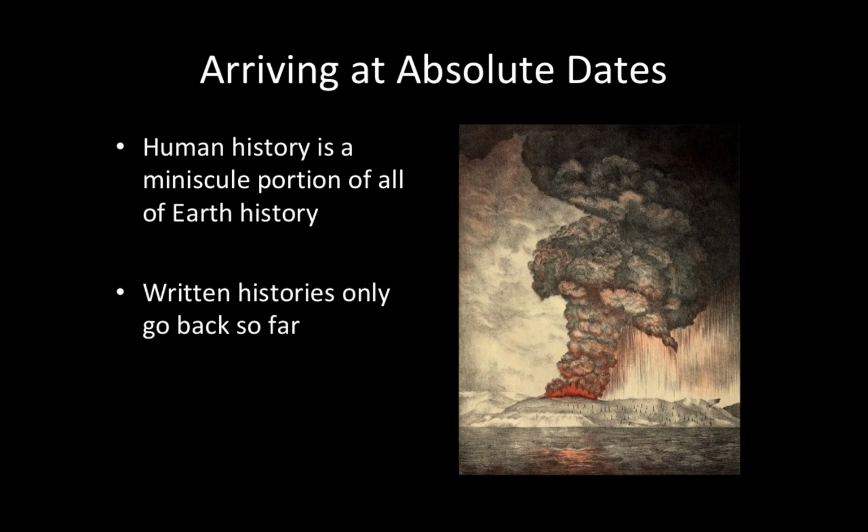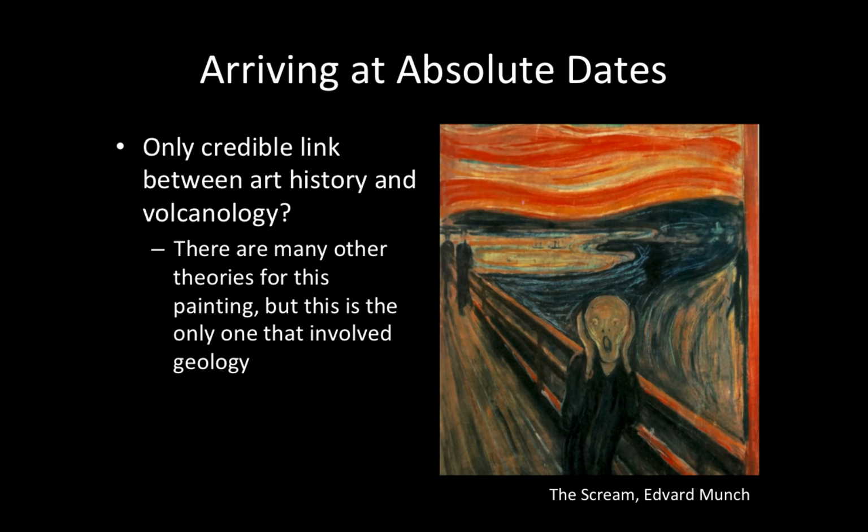All right, so arriving at absolute dates, meaning something happened 20 years ago, 65.6 million years ago. Human history is a very minuscule percentage of the entirety of Earth. So written histories only go back so far. Here is an example of a volcanic explosion. We know when this happened. This is Krakatoa.